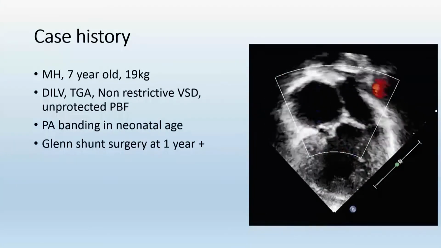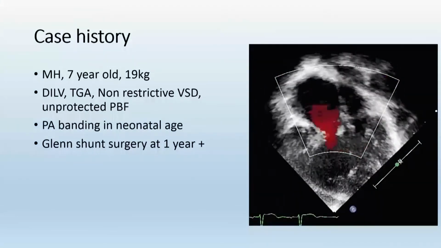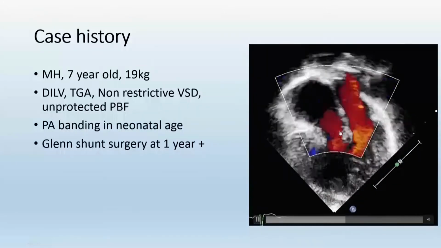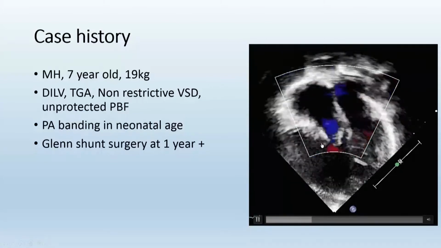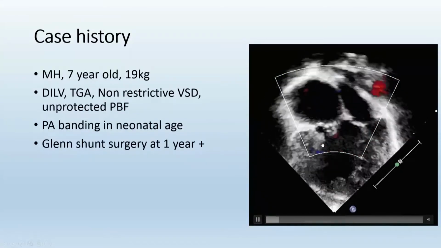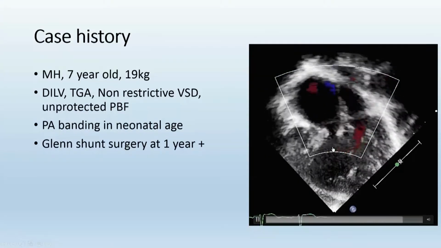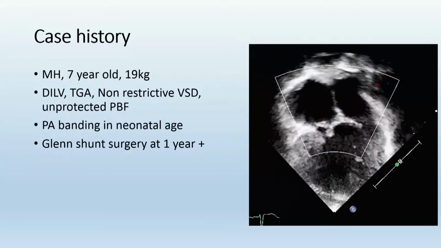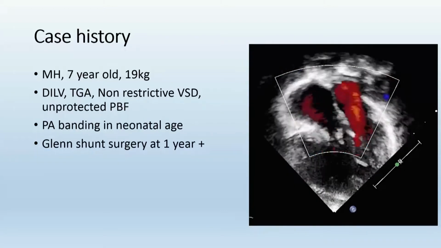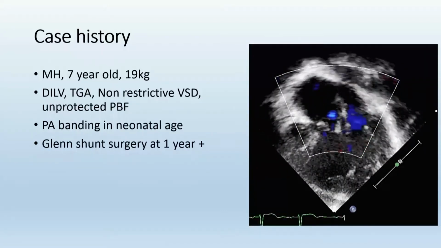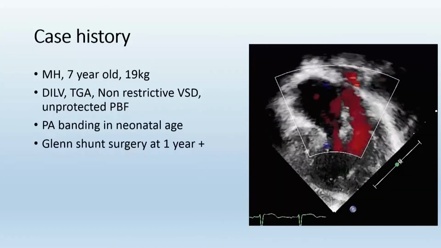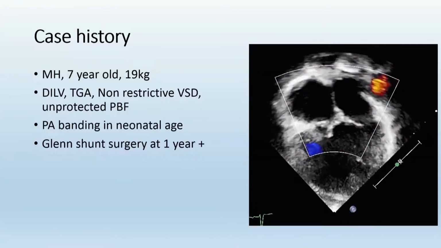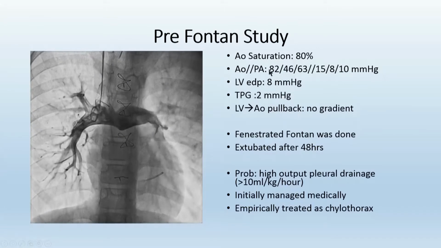And you have to believe me because I don't have a serial echo, but this patient has DILV with competent both AV valves, and the outlet VSD is quite big, and there is no significant obstruction. This reminds me of the cases that we discussed last night, the restrictive bulboventricular foramen in patients with DILV TGA anatomy. So this is a pre-Fontan study.